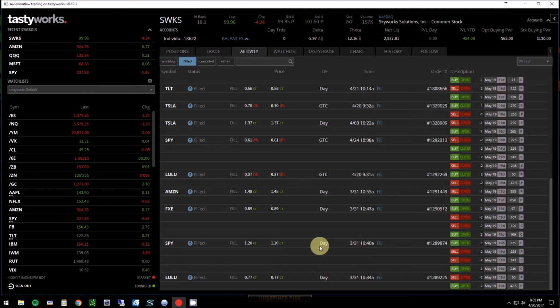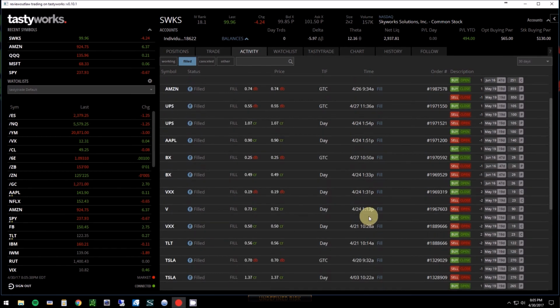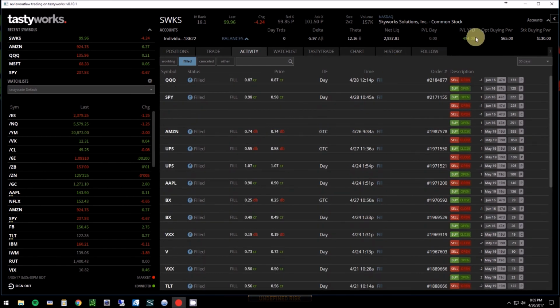But overall, after I open those 4 positions up, I continue to open up other positions, as you can see. So I'm constantly using my option buying power. As you can see right now it is only $65. If I didn't have any positions on, that'd be $2,500. So you want to use this as much as you can to maximize your buying power performance.